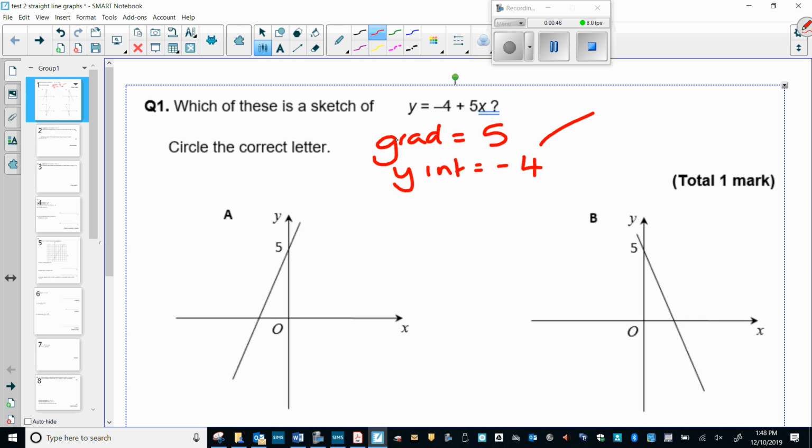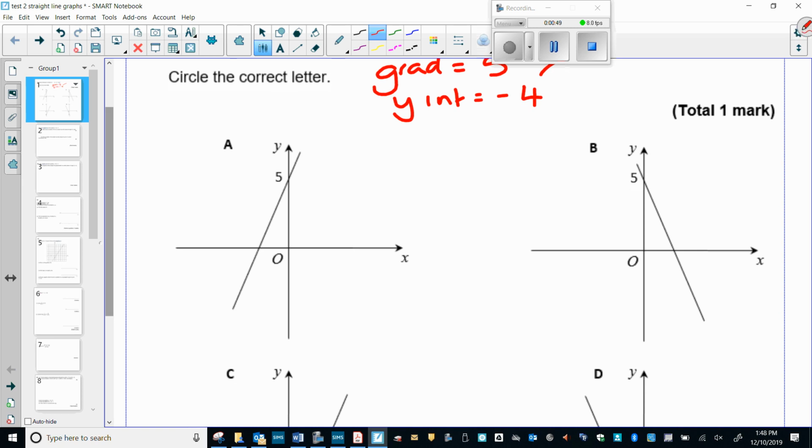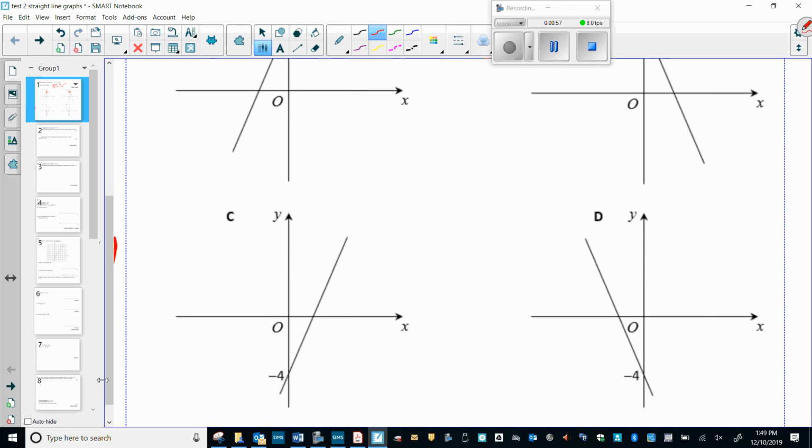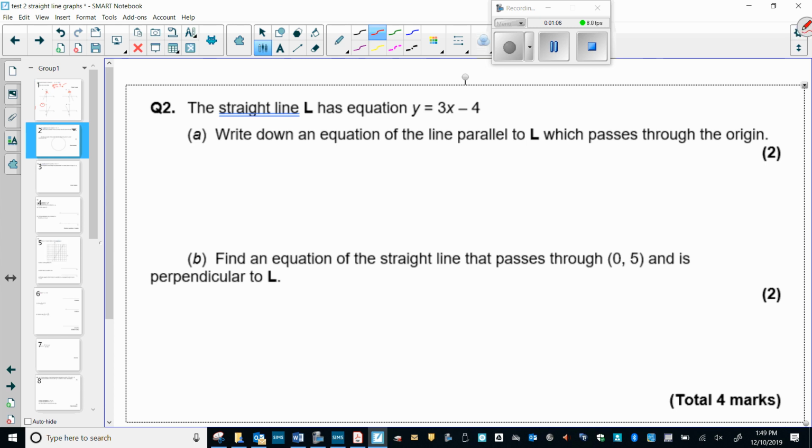So we need to look at our diagrams. Obviously, if it crosses at -4, it's not this one and it's not this one. So we're looking at either this one or this one. And if it's got a positive gradient, it must be C. Trust me. Hands? Oh, wunderbar.